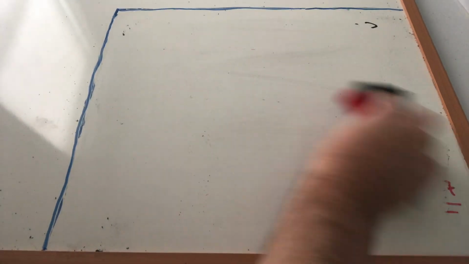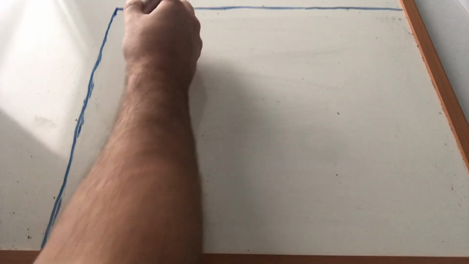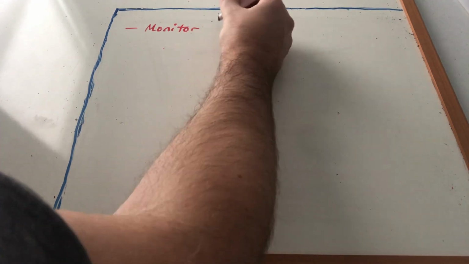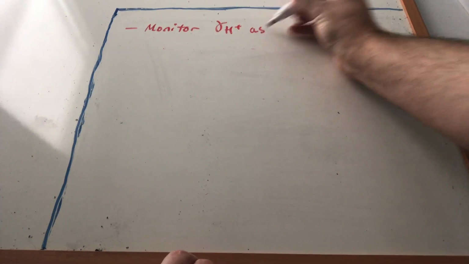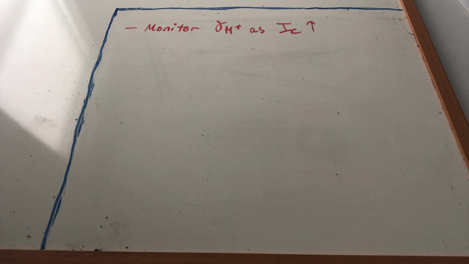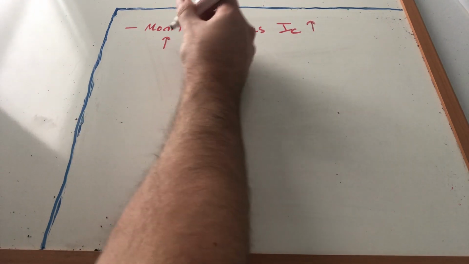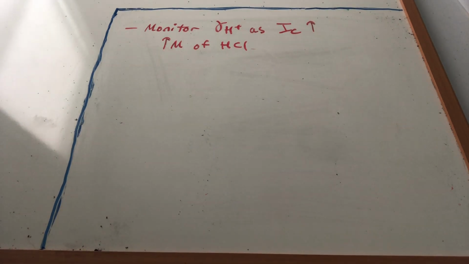Let's look at a very famous plot. And let's monitor gamma for H plus as ionic strength increases. So one way that you can view this plot is: what happens if we keep going higher and higher molarity of HCl? What do we expect to happen? It's not a continuous thing, right?